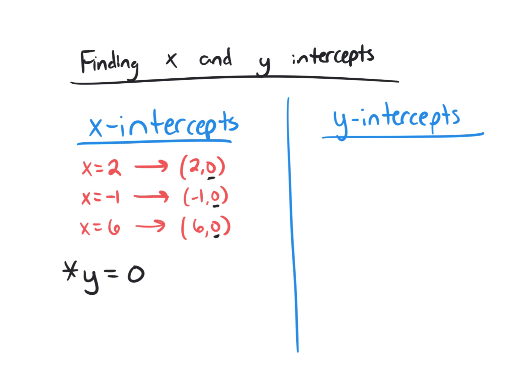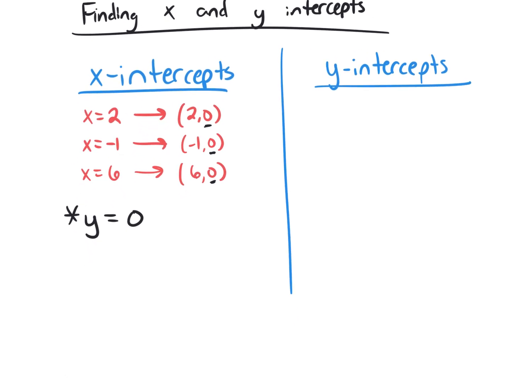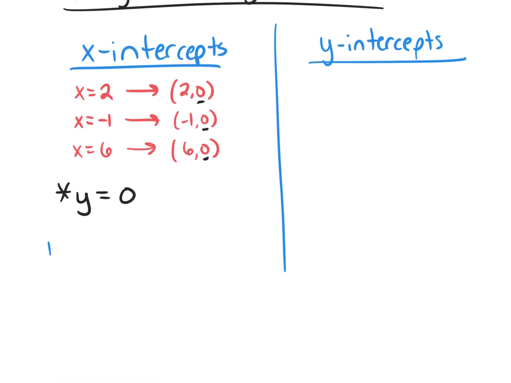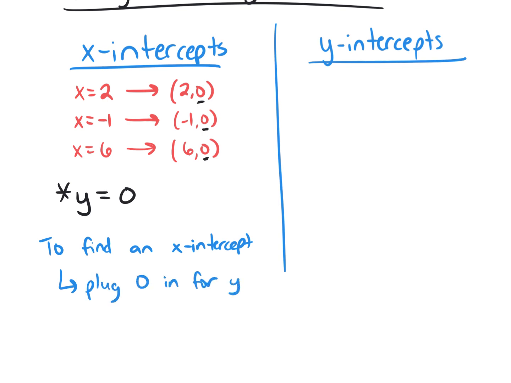Every time we're looking for an x-intercept, we have to have y equal to 0. So a last thing for notes on this one, to find an x-intercept, step 1 is you plug 0 in for y, and then the last step is you solve for x.